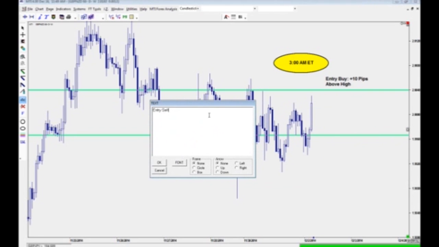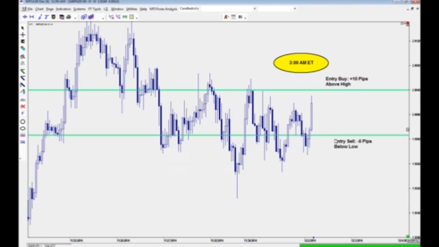By the way, this is a 1-hour time frame, max. All right, so we're going to put our entry sell, and we're going to put minus 5 pips below our low. Now that we've identified that we have an entry buy and we have an entry sell, let's advance the market forward and see what we're going to do. Now, what I want you to understand is we are not actually in the market right now, okay? These are just pending orders. All right, the market must cross into one of these.